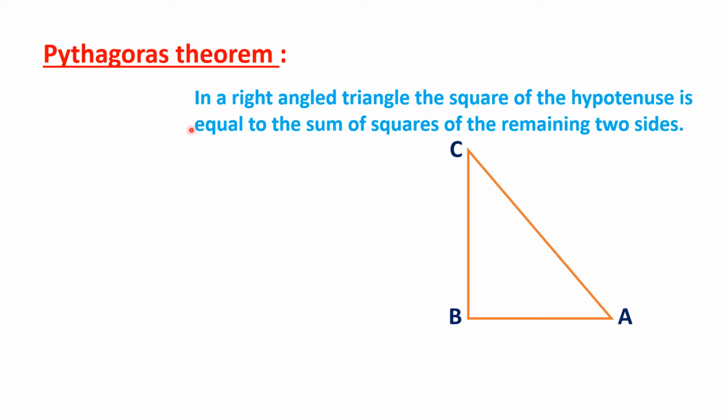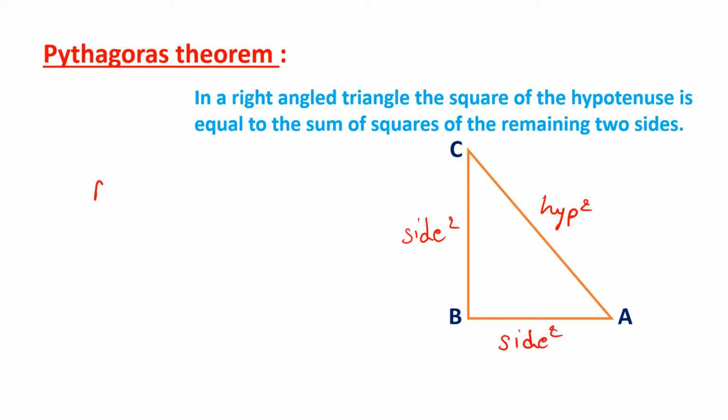Okay children, so let us see the Pythagoras theorem. It is very important to you in this trigonometry. So what is Pythagoras theorem? In a right angle triangle, the square of the hypotenuse is equal to the sum of squares of the remaining two sides. This is the hypotenuse. The square of the hypotenuse equals the sum of the squares of the other two sides. So this is the Pythagoras theorem.